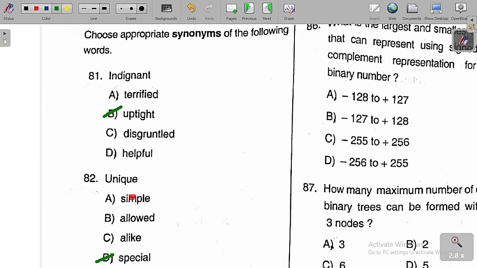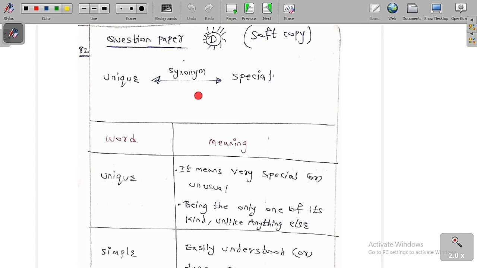Now we'll discuss each and every word's meaning, and you will see what the synonyms are also. For unique, the synonym is special, and we will now see for each and every word the corresponding meaning, which we are going to learn.